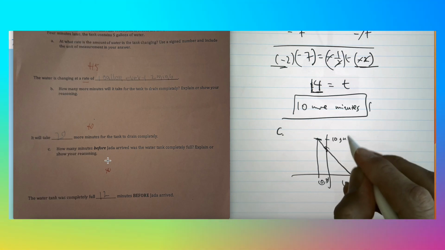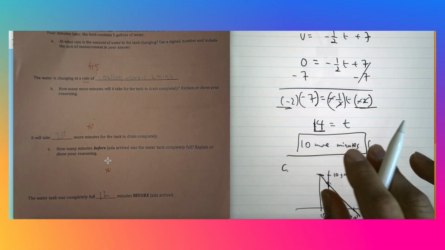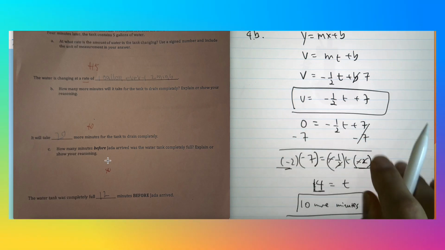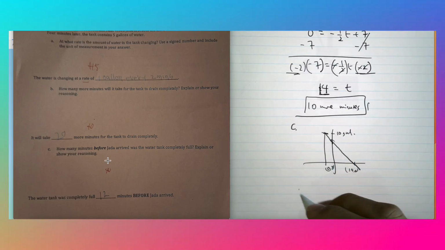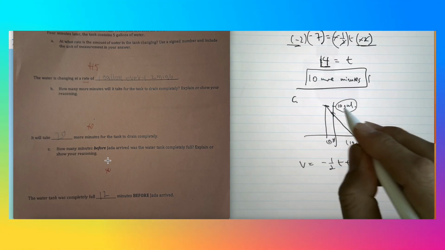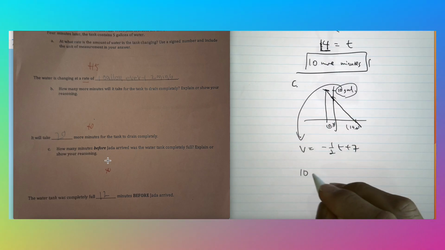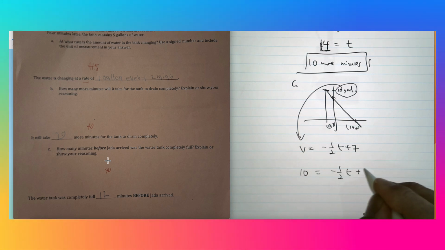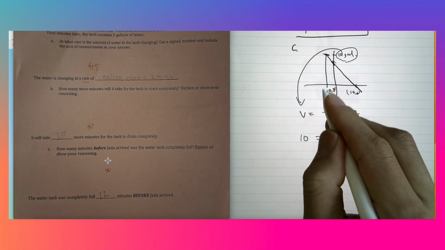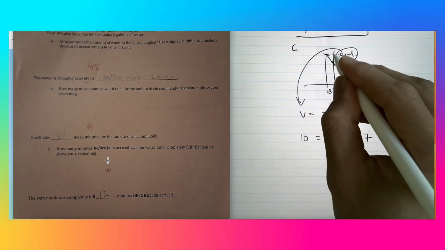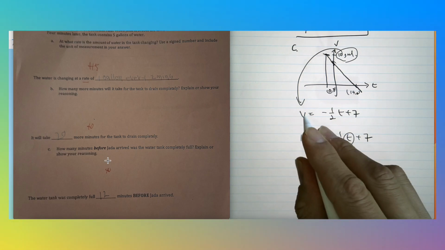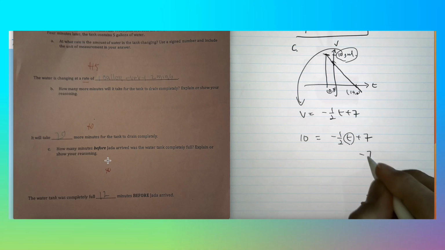Okay, 10 gallons. Now all we need to do is go back to our equation. This is our equation. Let's write it down. V equals negative 1/2 T plus 7. And plug in the 10 gallons where V is. So we get 10 equals negative 1/2 T plus 7. Now we're going to get a negative T, and that's normal. This is T, this is V. So let's look for a T here. Now that we set the V, the total capacity 10, subtract 7 on both sides.